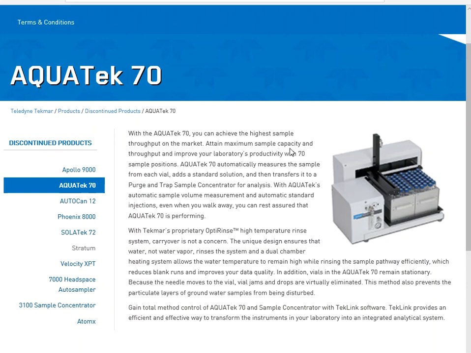Obtain maximum sample capacity and throughput and improve your laboratory productivity with 70 sample positions. Aquatech 70 automatically measures the sample from each vial. It adds a standard solution and then transfers it to a purge and trap sample for analysis. So it's just a little bit of automation for me, but that's what that piece is in the laboratory. If you come into the lab one day and you see that sitting around on the countertop, that is the autosampler for the purge and trap system.